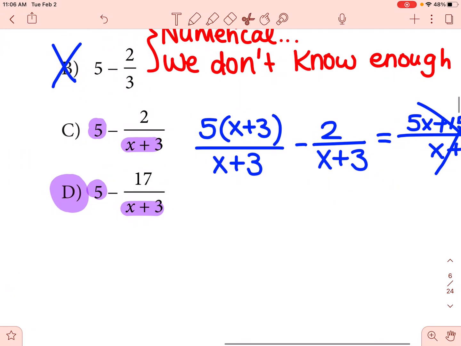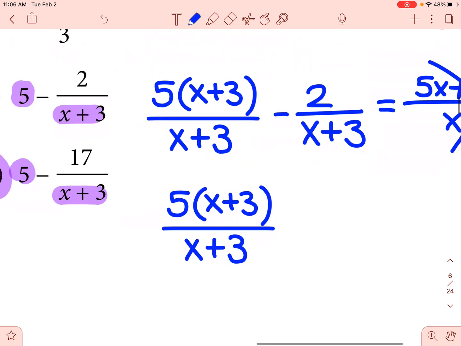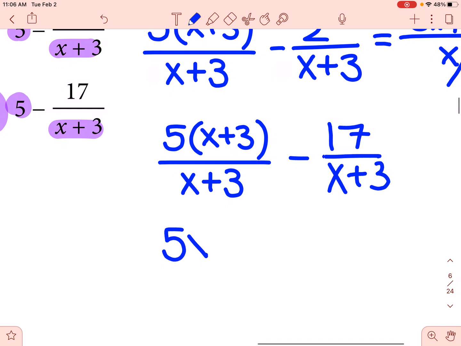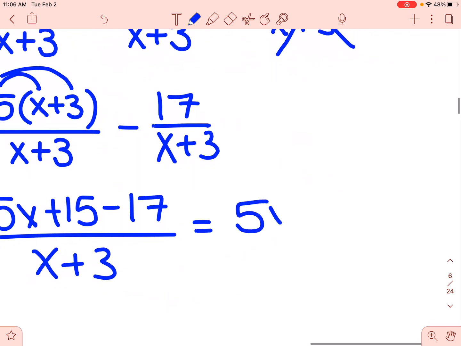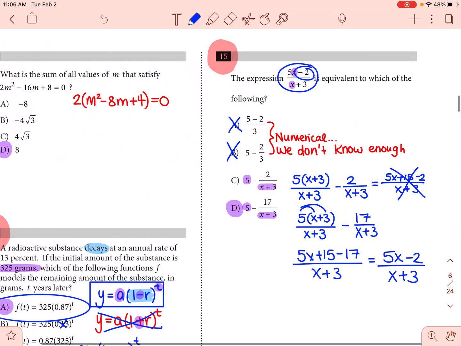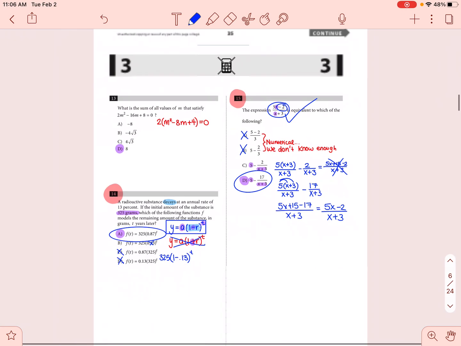But I'm going to do the same thing here. And I get a minus 17 over x plus 3. So now I have the 5x, I'm just distributing, plus 15 minus 17 all over x plus 3, which is 5x minus 2 all over x plus 3. So that is the original problem, so it's answer choice D.